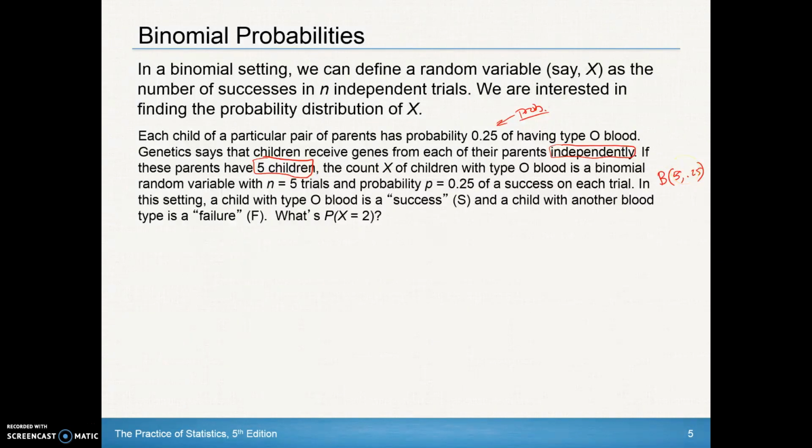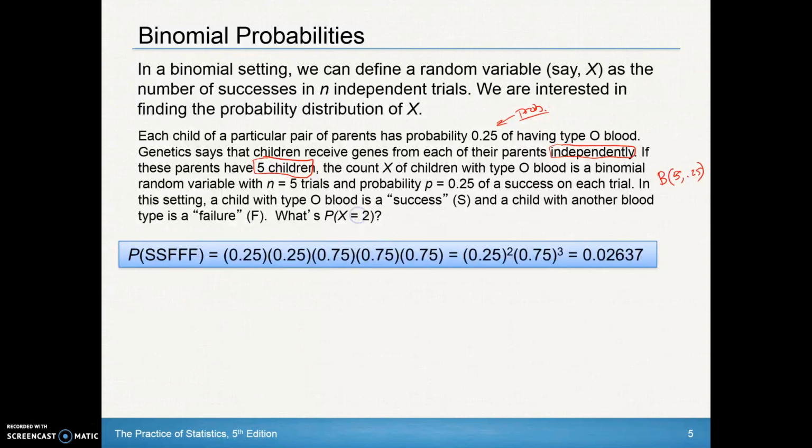So in this setting, a child with type O blood is a success. We want to find somebody with type O blood. And a child with another blood type is a failure. So what I want to do is find the probability of X equals 2. We want to have exactly 2 children out of 5 that have type O blood.